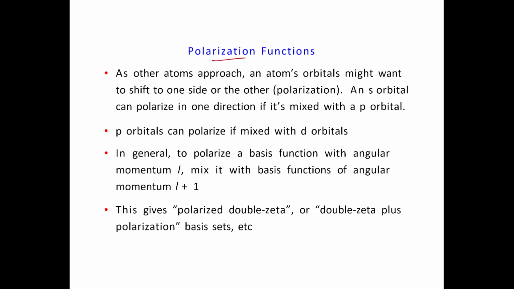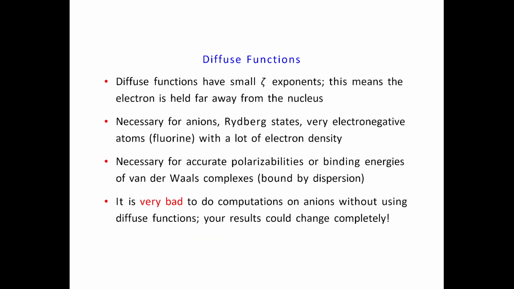So in general, to polarize a basis function with angular momentum L, mix it with a basis function of angular momentum L plus 1. When I show you the example, you will see that whatever the valence angular momentum, you take L plus 1 to go higher to get the polarization function. This gives you a polarized double zeta or double zeta plus polarization basis set. That P here, that P there, right? In the cc-pVDZ basis sets, that P is basically for this polarization function.